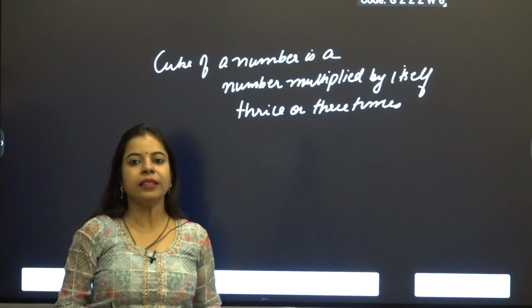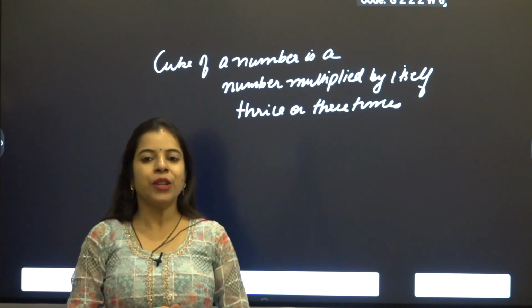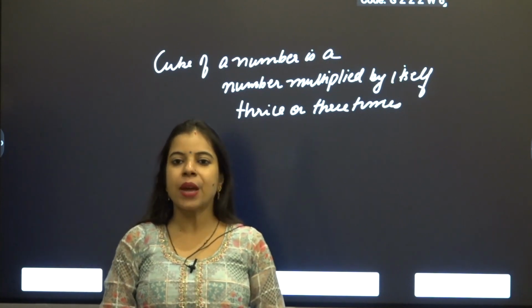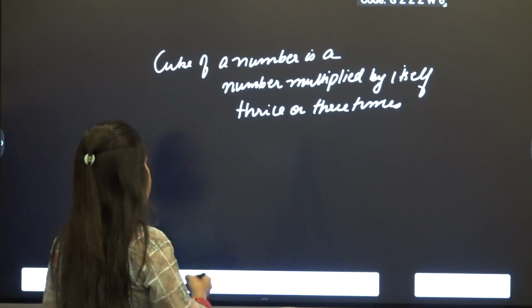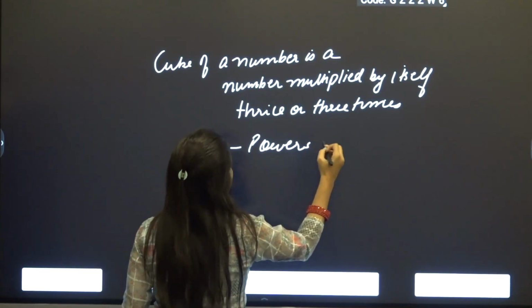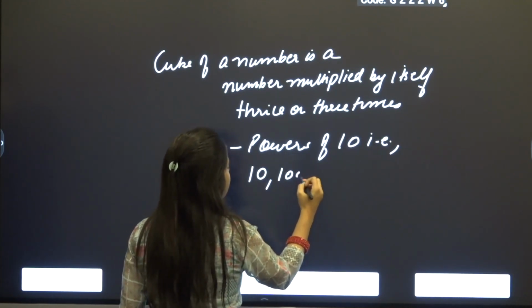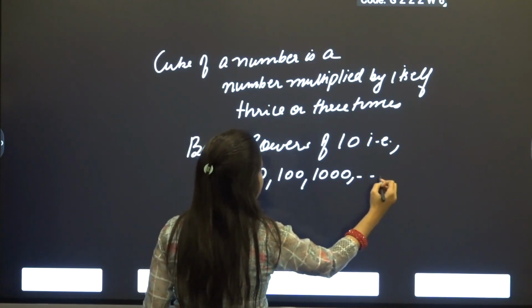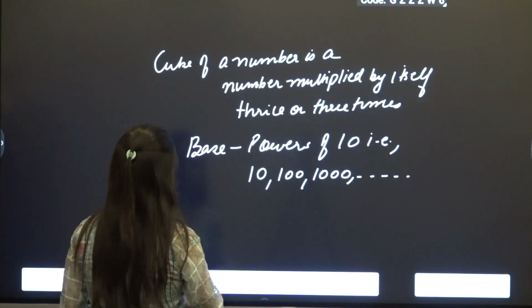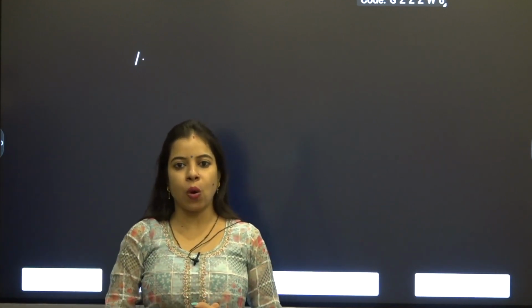Here we are going to follow the Yavdunam Sutra. This sutra is applicable to find the cube of numbers which are close to the base. By base, I mean powers of 10, that is 10, 100, 1000 and so on. So, let us start the technique. For example, if we have to find the cube of say 8.